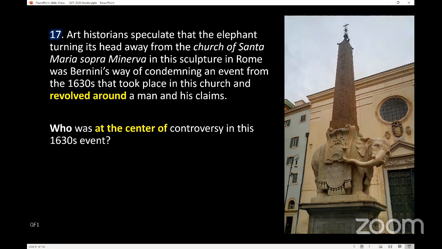So this is in Rome. Something happened in that specific church in the 1630s, which Bernini did not like, and this is how he's showing his condemnation of it. So who was the center of controversy in the 1630s event? Okay, so look at the words that I've marked in yellow and think of somebody who was in Rome then, who was in controversy from the church. The church put him in trouble because of something he said about revolving around, and he was at the center of it. I want the name of a person.